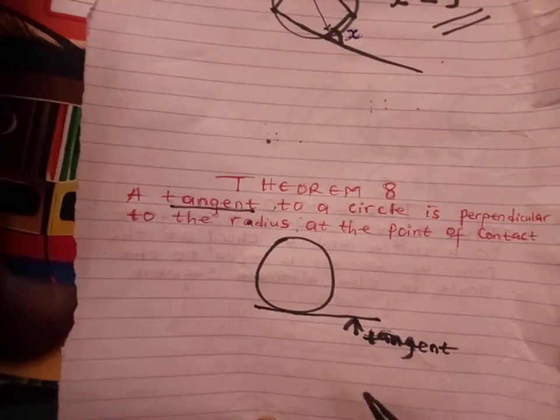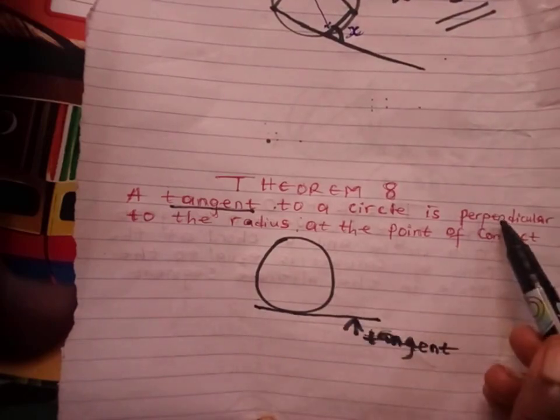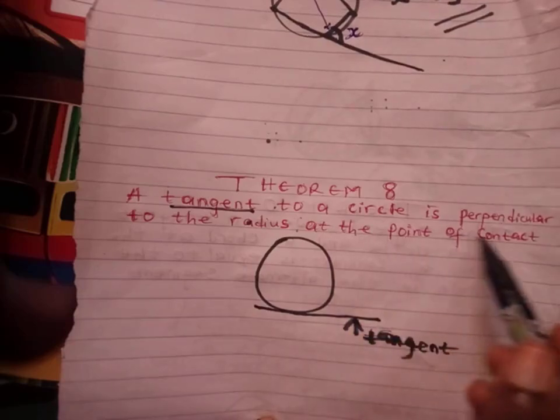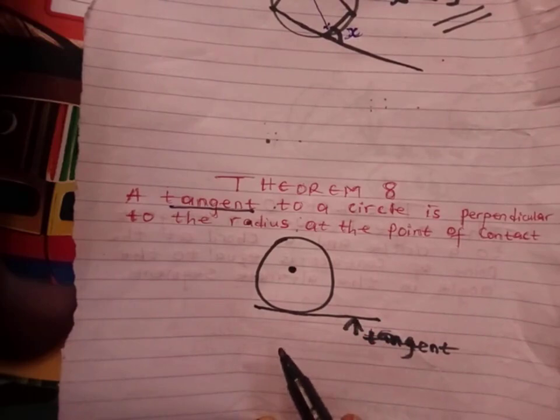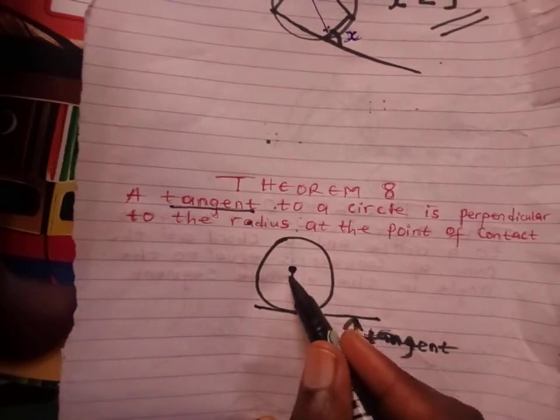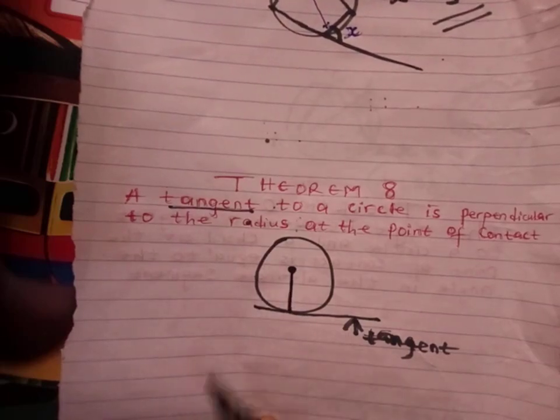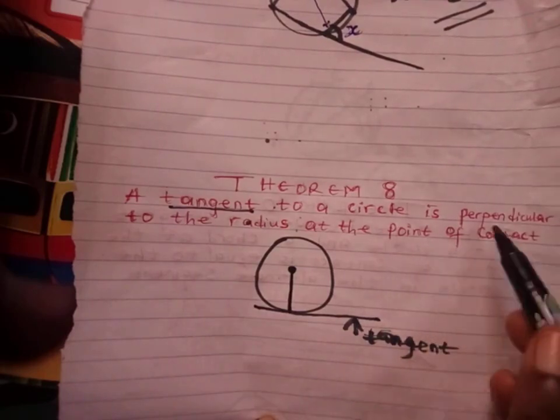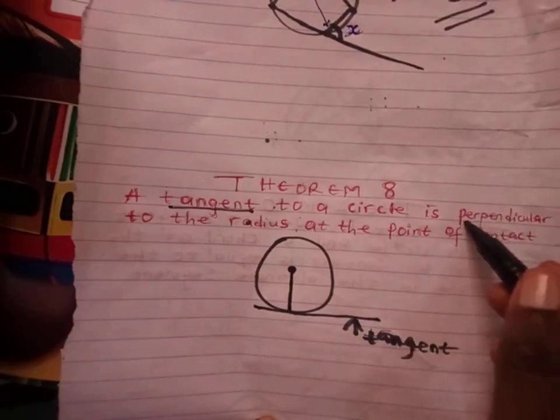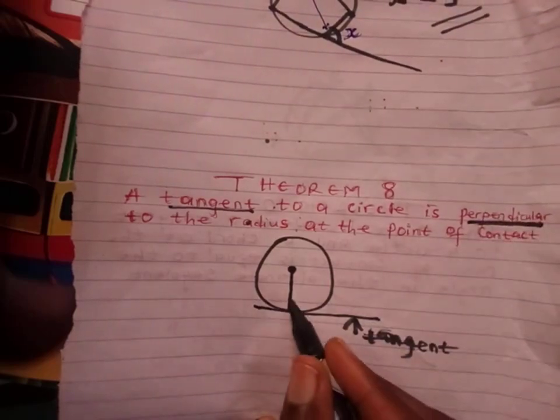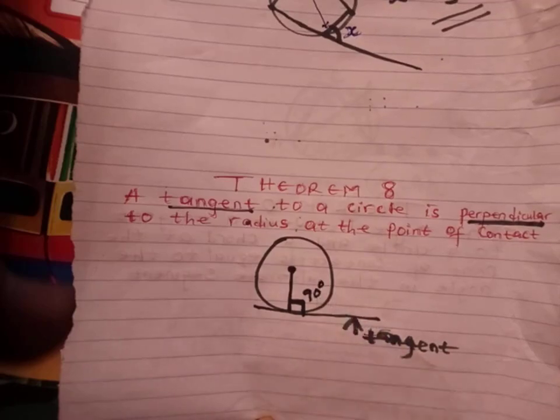Okay, now what is the law saying? That a tangent to a circle is perpendicular to the radius at the point of contact. Now this is the center of the circle. Of course, we know that the radius is a line that runs from the center of the circle to any point on the circumference. So this is the radius of the circle. Now, the law is saying that at the point of contact, it is going to be perpendicular. Perpendicular means an angle of 90 degrees will be formed. So this is going to be 90 degrees.